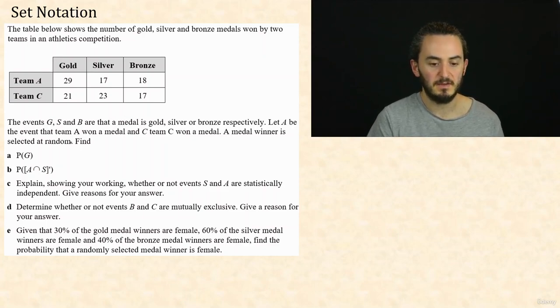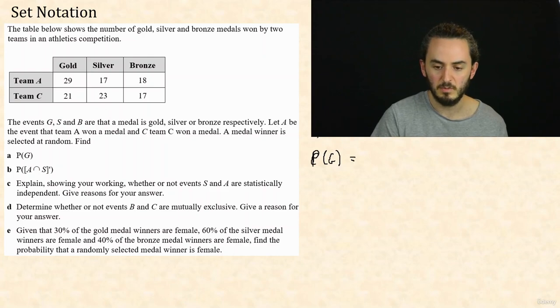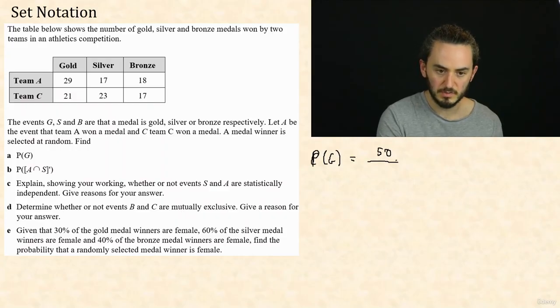Let A be the event that Team A won a medal and C that Team C won a medal. A medal winner is selected at random. Find the probability of G. So we're going to select someone at random, and find the probability that they won gold. Well, this isn't really new terminology, is it? It's just the probability that someone won gold is the number of gold, so 29 plus 21, which is 50, divided by the number of competitors, which, is it told to us? Don't think it is.